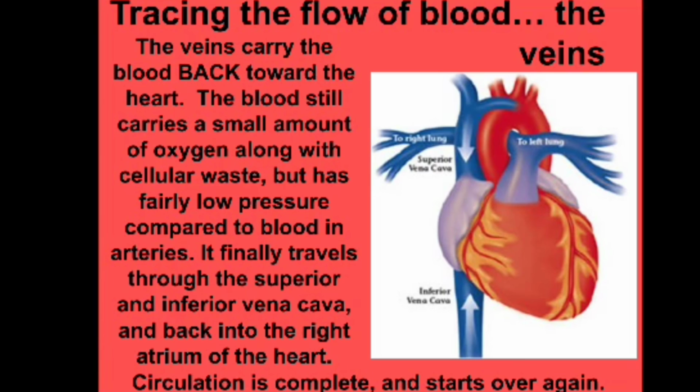The veins carry the blood back toward the heart. The blood still carries a small amount of oxygen along with cellular waste, but has fairly low pressure compared to blood in the arteries. It finally travels through the superior and inferior vena cava and back into the right atrium of the heart. Circulation is complete and starts over again.